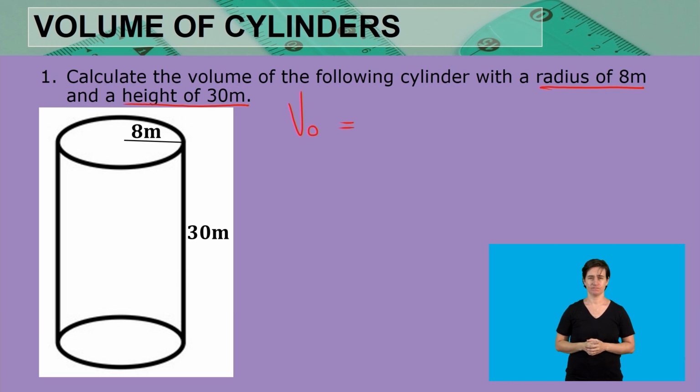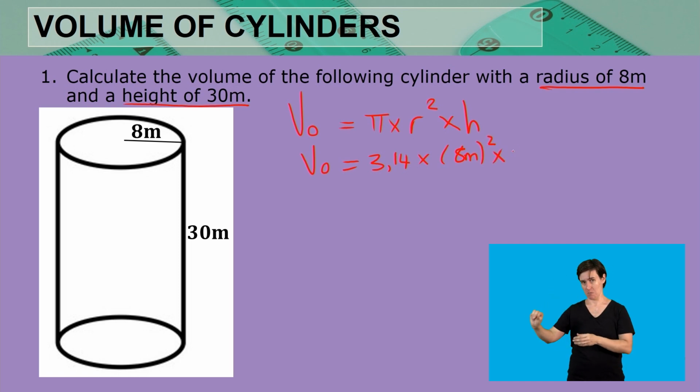That is going to be now the pi multiplied by the radius squared, and we are going to multiply that by the height. So the volume of this cylinder here is going to be, now remember, pi is 3,14. We're going to multiply this by the radius squared, and the radius in this case is 8 meters. And we are going to multiply that by the height, which is our 30 meters.